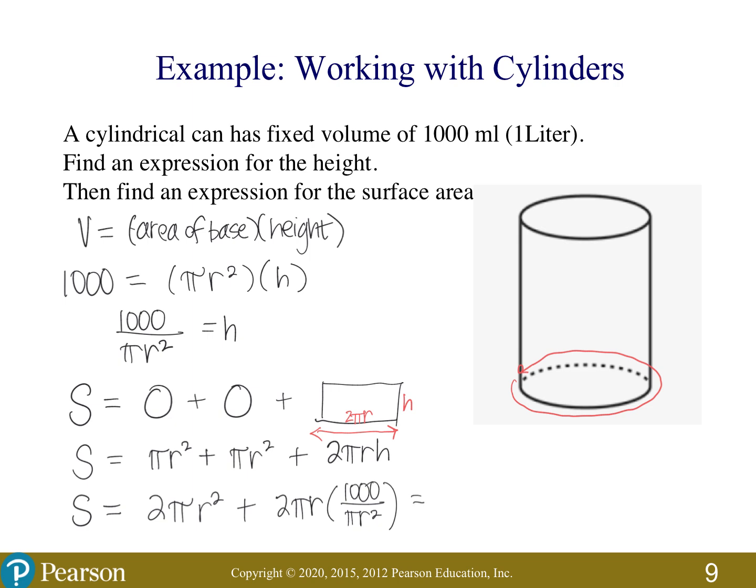What can I reduce there? The pi, okay, can reduce pi. Anything else? And 1 r with one of the other r's. So I end up with 2 pi r squared plus 2,000 over r. And that is an expression for the surface area. Okay, it's not the answer to the surface area, it's an expression.